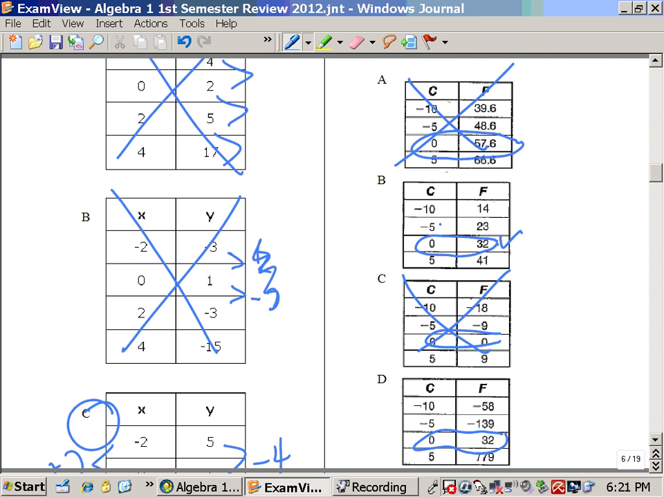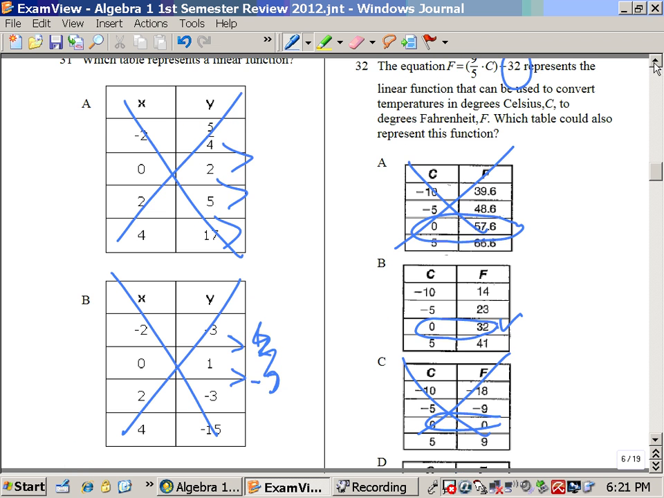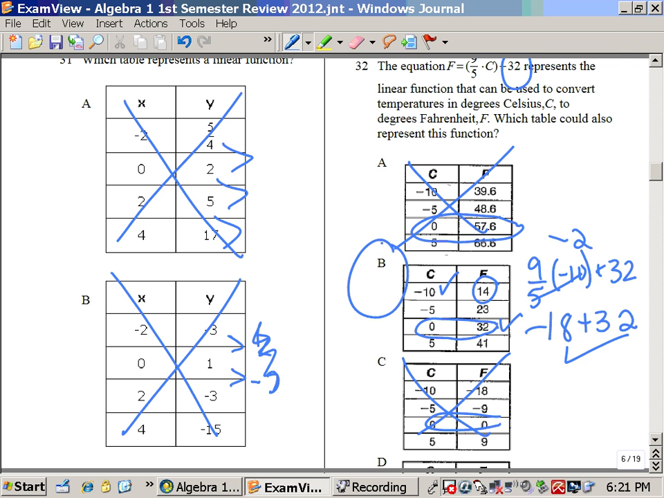Okay, let's start back at B. I need to see which of these I can plug in and get this right answer. So I'm going to plug in negative 10. So 9/5 times negative 10 plus 32. Now this should give me 14 if it's right. 5 goes into 10, negative 2. That gives me negative 18 plus 32, which is 14. So B is going to be our answer.